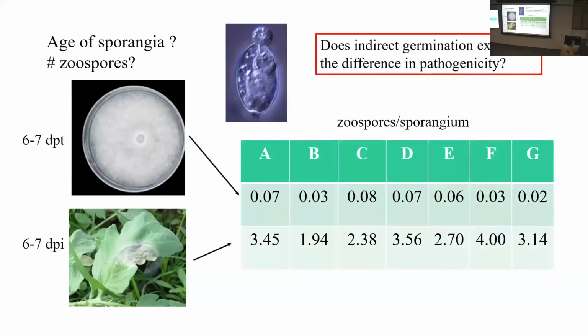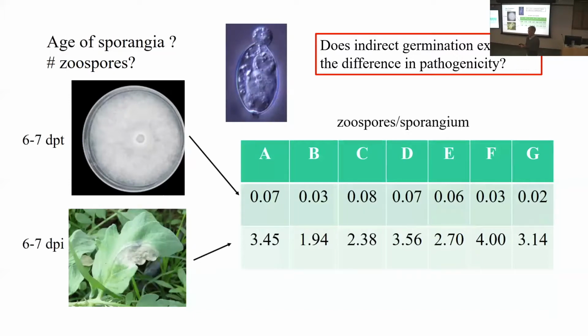Does that explain the difference in pathogenicity for these two types of sporangia? How can one address that? Standardize the numbers based on the inoculum load based on sporangia. Yeah, we could do that. What else?